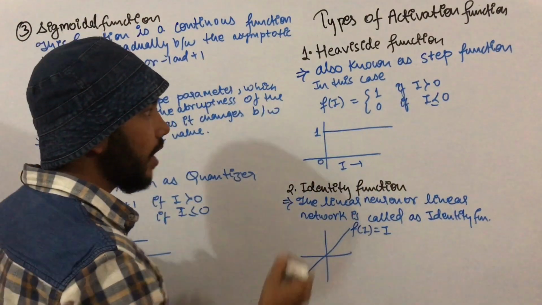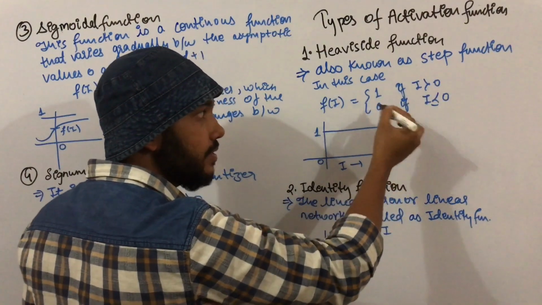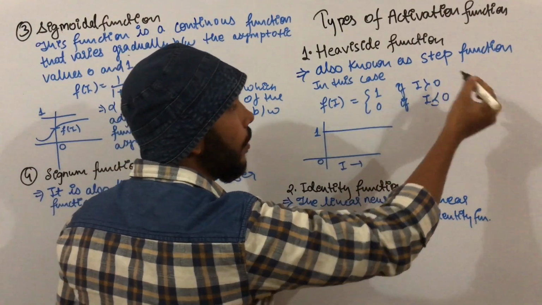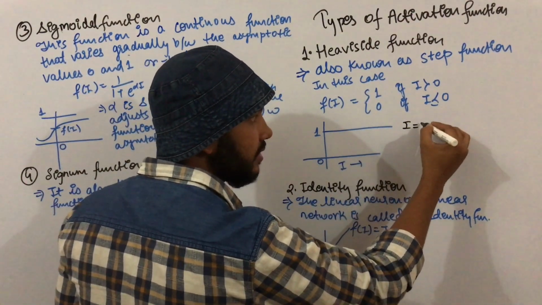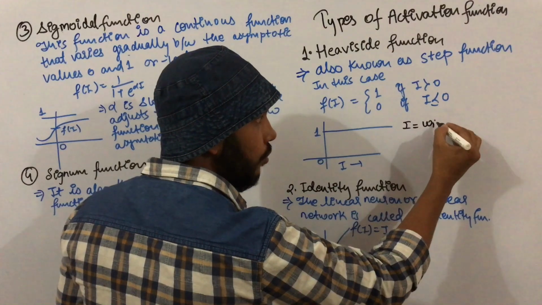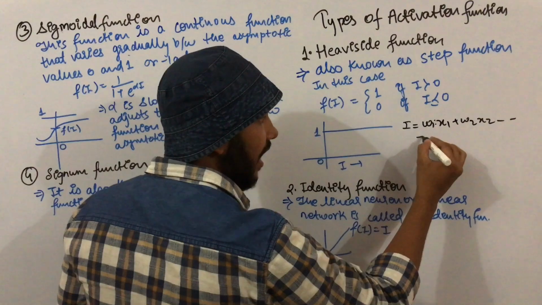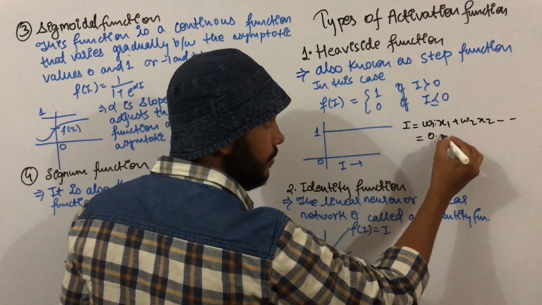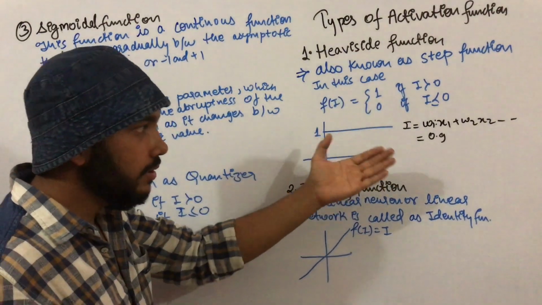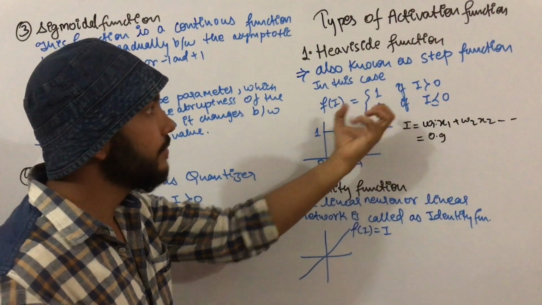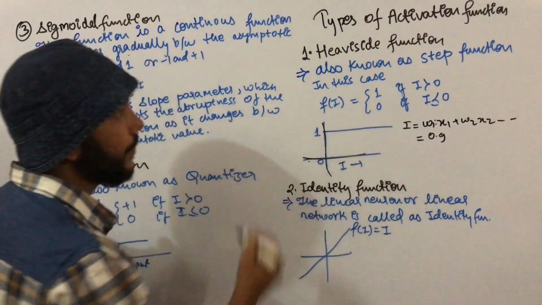In this function, f of I is equal to 1 if I is greater than 0, and 0 if I is less than or equal to 0. We have the input, the sum of all the inputs, that is, suppose w1 into x1 plus w2 x2 and so on. If this sum is 0.9, then we can say the output will be 1, and if it is less than 0 then our output will be 0, and the graph for this will be a step function.